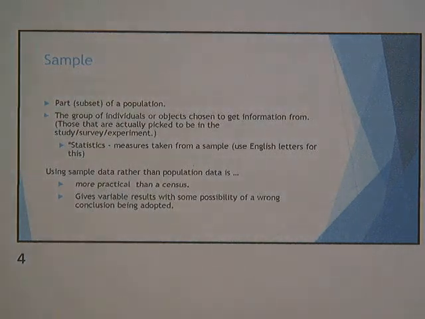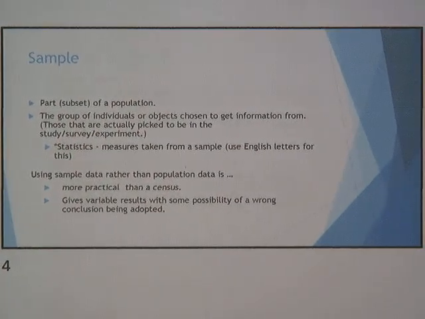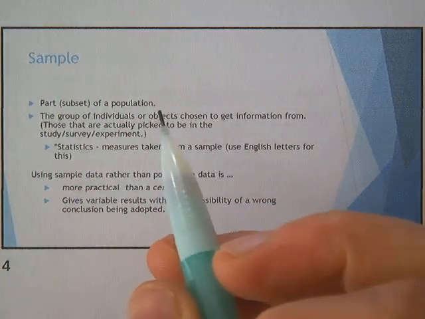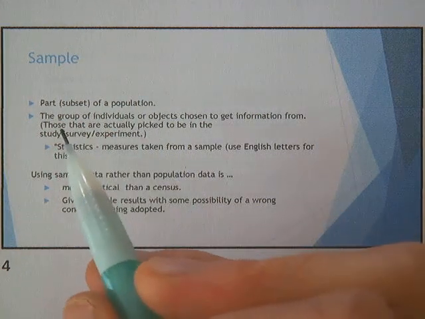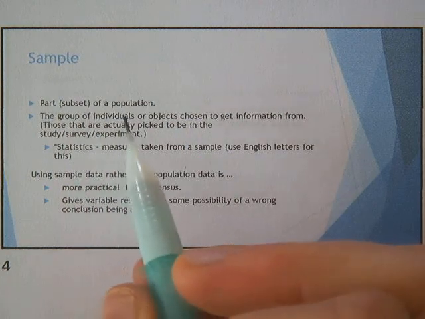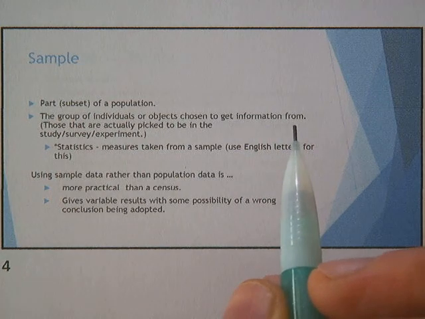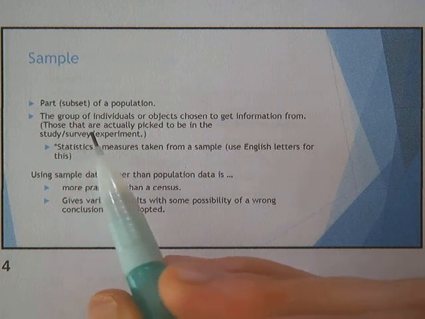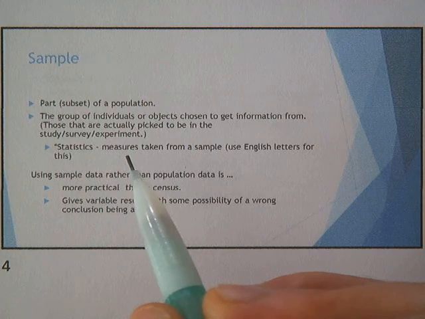A sample is part of your population. So if you can't do the study on the entire population, then you are going to take what's called a subset, or part of your population, out of the whole group and then do the study on that group of people. Okay. And so the sample is the group of individuals or objects that you've actually chosen to get information from, because remember, you couldn't do it on the whole population. The way that I think about it is it's those that are actually picked to be in the study, the survey, or the experiment, whatever you're doing.